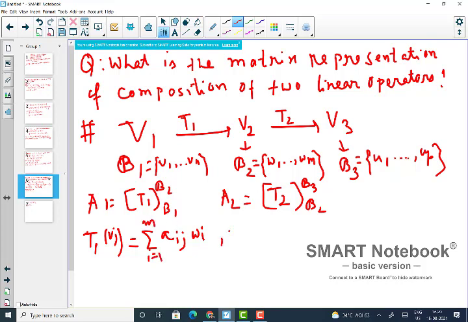This is true for all j equal to 1 up to n, right? Because there are n many vectors in the basis of V1. Similarly for matrix T2, you have to evaluate on that.